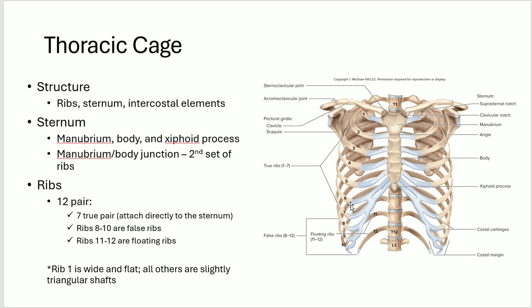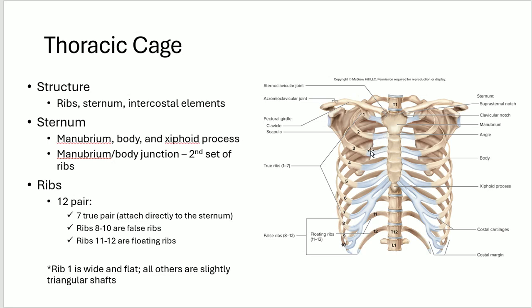Okay. So again, manubrium, then the body, where the manubrium and the body attach, that's our second rib. Then the xiphoid process is down here at the bottom. We have our ribs, our sternum, and our intercostal elements. Intercostal just means between the ribs. And then we have 12 pairs of ribs. 7 are true ribs that attach directly to the sternum. So they have their own cartilage.